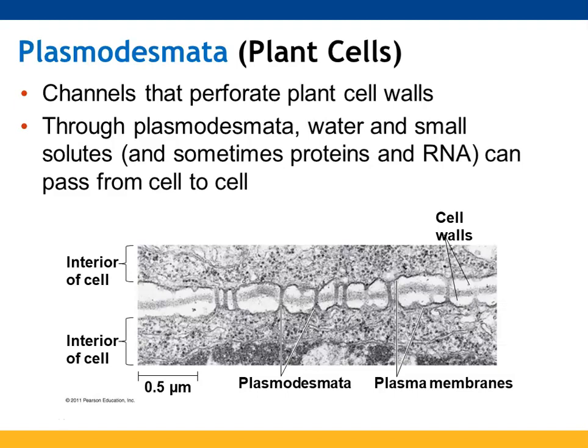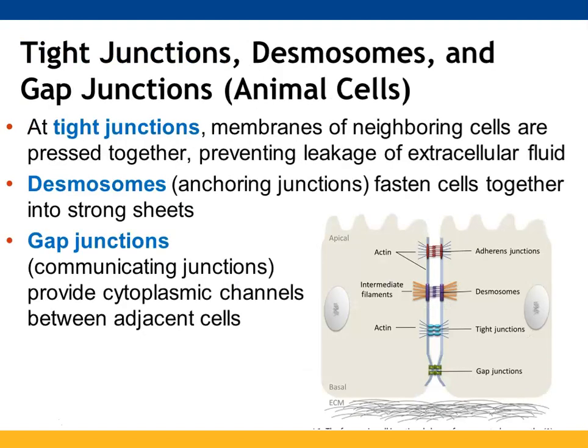These are channels that break through plant cell walls. This allows water and some small solutes, occasionally some proteins and RNA, to move between those plant cells. Your tight junctions, your desmosomes, and your gap junctions are going to be found in your animal cells, and you can see examples of each of those below.